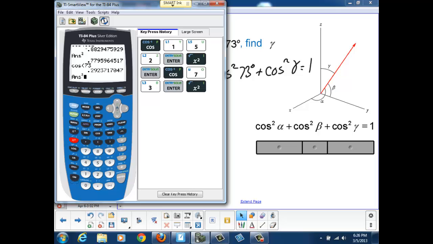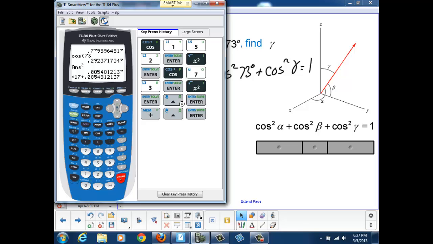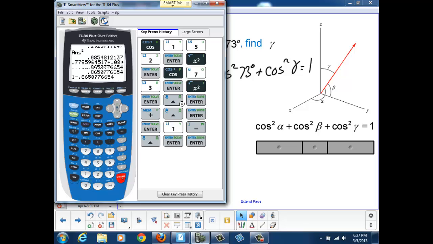And we're going to find the cosine of 73 degrees and square that. And then we're going to add those two numbers together and subtract them from 1. So we'll take that and add our last answer. And now we're going to subtract that from 1. So 1 minus our answer there. Now this value, 0.134922346, is equal to the cosine squared of gamma.